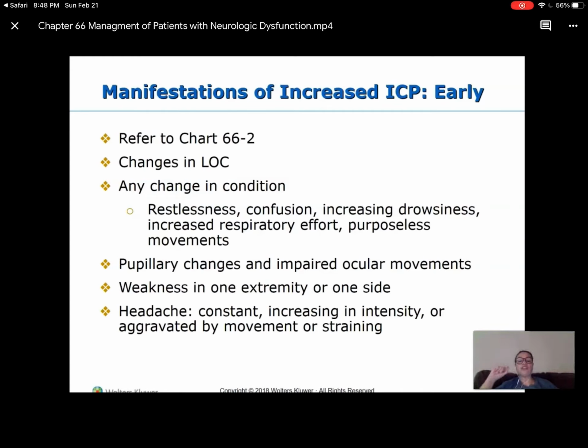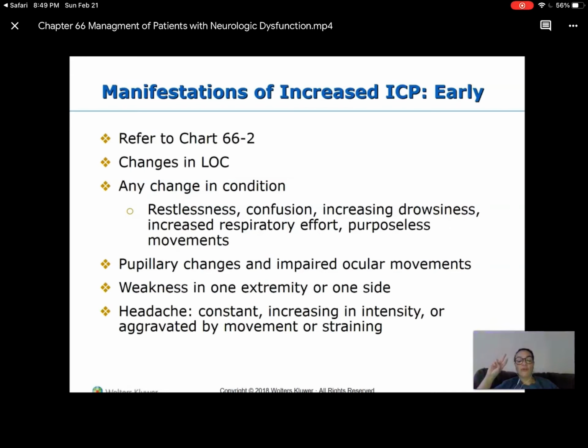Okay, any change of condition. Restlessness. See, these are vague. I'm just tired. I didn't sleep well. Confusion. Increased drowsiness. It's not just because they didn't sleep all night. Increased respiratory effort. Purposeless movement. Pupillary changes.